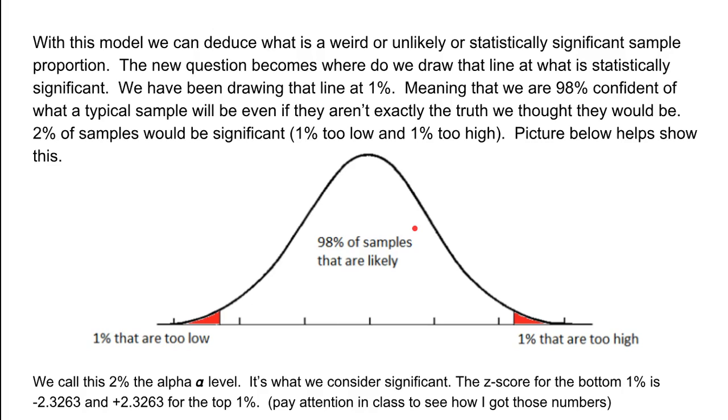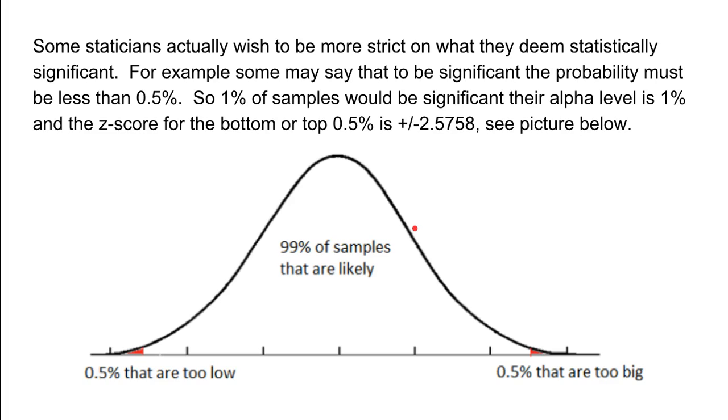And then what we could do is figure out what our z-score is. And we talked about this in class as well. The z-score would be what z-score marks that top 1%, and what z-score marks that bottom 1%, and that's where we get the 2.3263, and that again is found on your calculator using invNorm. And some statisticians might even want us to be more strict, and they would say, well, we want to start with 99% of samples that are going to be really, really close to that true mean of 40 in the middle.